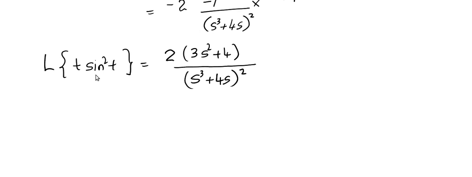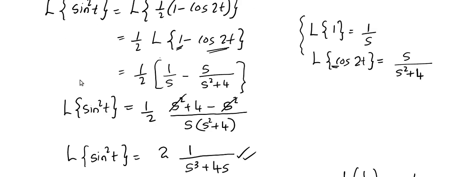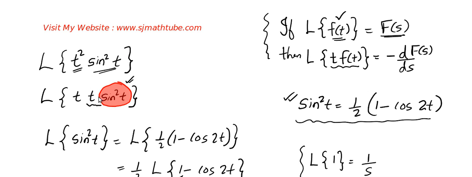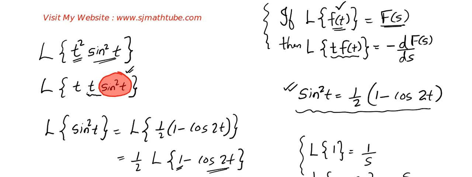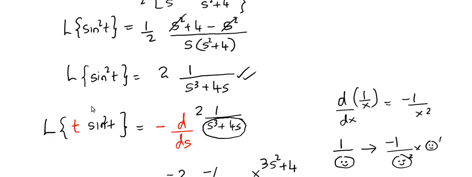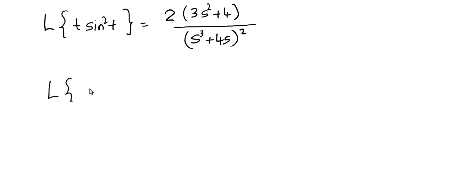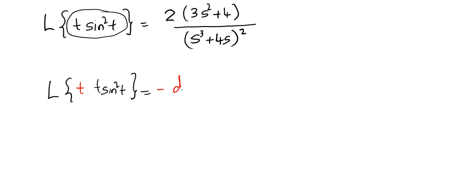Okay, now this is not your question. Your question was Laplace of t square into sine square t. Okay, so what I'm going to do? I'm going to multiply by t, because I know the Laplace up to this. So that's what we're going to do next. So Laplace of t into, and you already know the Laplace of this, t into sine square t. So what should I do? I should put negative and take the derivative of this above function with respect to s.